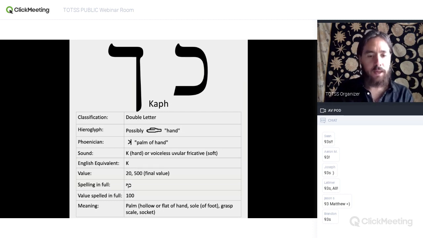It can also mean socket or hollow, like when Jacob wrestles with the angel, and it sounds to me like his hip is dislocated when he wrestles with the angel. It talks about his hip being moved from its socket, and that's the word Kaph there as well. But the main thing to know is palm, and then everything else is kind of derived or extended meanings from that.